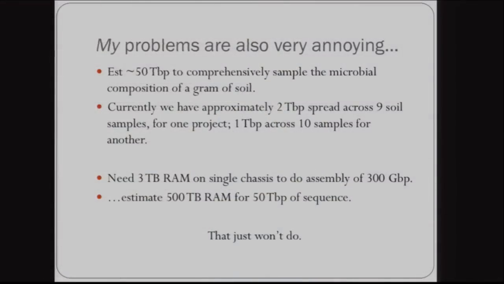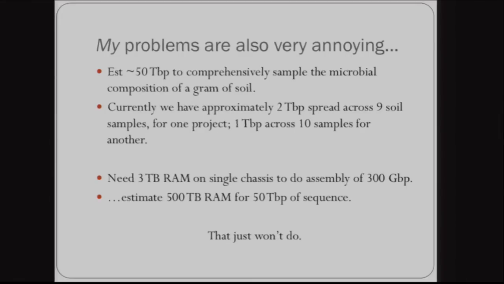So my problems are also very annoying. I don't represent all of biology, just one very small subset of it. And basically, they're on the petabyte scale, because if you want to go out and do a proper sampling of multiple grams of soil to figure out what the metabolic capacity of the soil is, you probably need to generate a couple petabytes in terms of proper samples. So we need about 50 terabase pairs of sequence for each gram of soil to fully sample what we can already observe as being there.